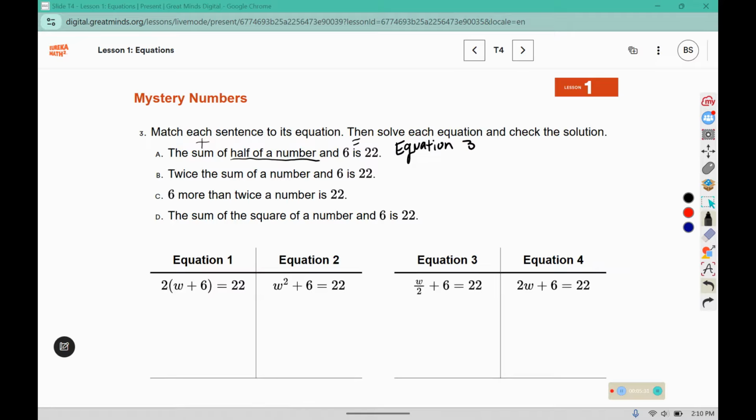Twice the sum of a number and 6. When it says twice the sum, that means it needs to include parentheses around the sum. You are doing twice the sum, not just twice one of its pieces. So we would have the number, which would be a variable, and 6 added together is 22. And it looks like equation 1. You see the sum of the number and 6. Twice the sum is 22.